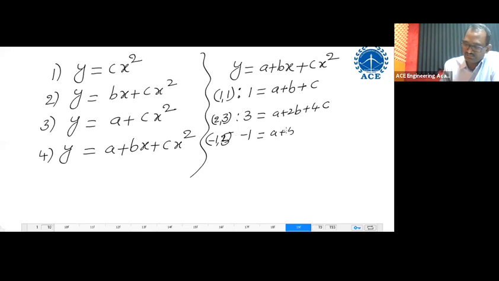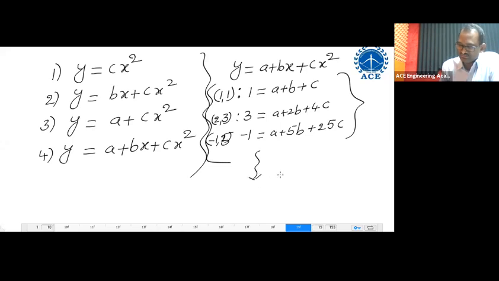A plus 5b plus 25c. By solving these three equations, we get the values of A, B, C.